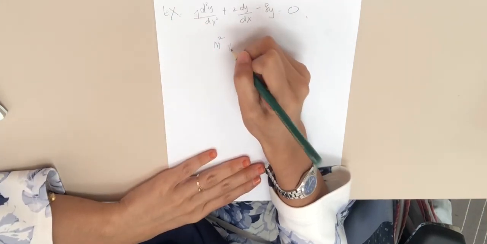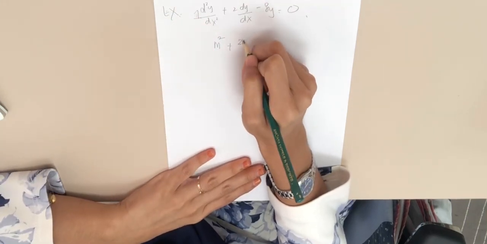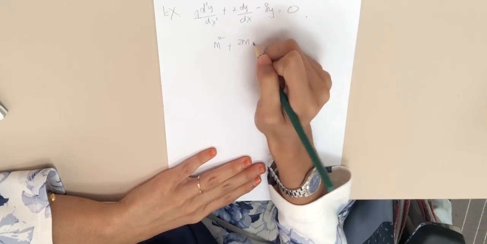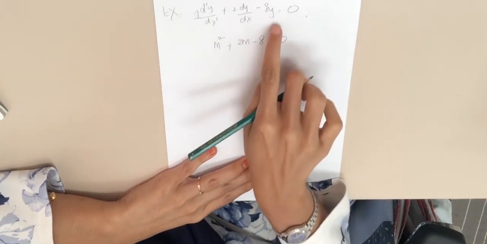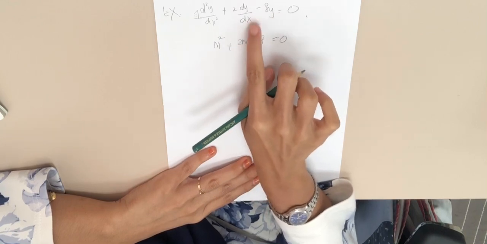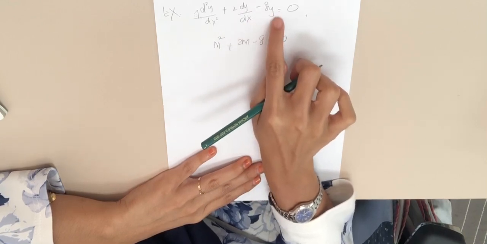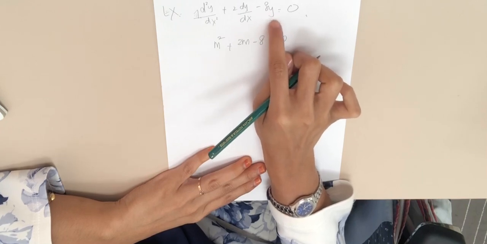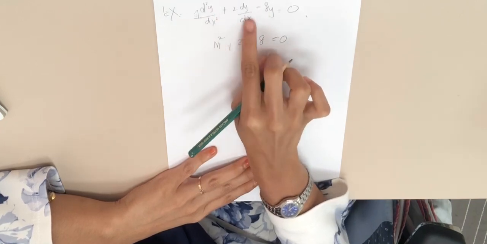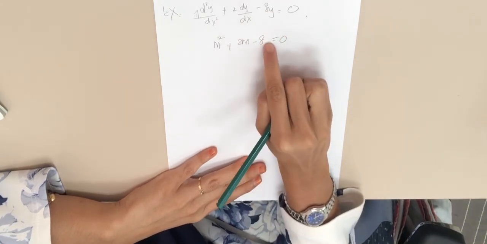Okay, and then plus this is 2m, and then the last one minus 8. Okay, make sure careful here. Some people write m here, this one also write m, but this one has no m. Okay, because they have no differentiation here. So this is the second order, this is the first order, this is the zero order, still there is none, so they have no m here.